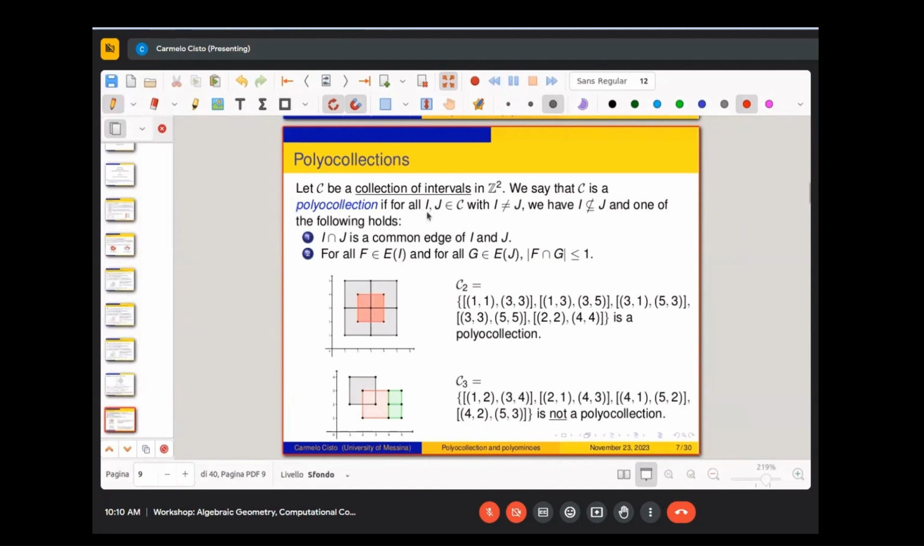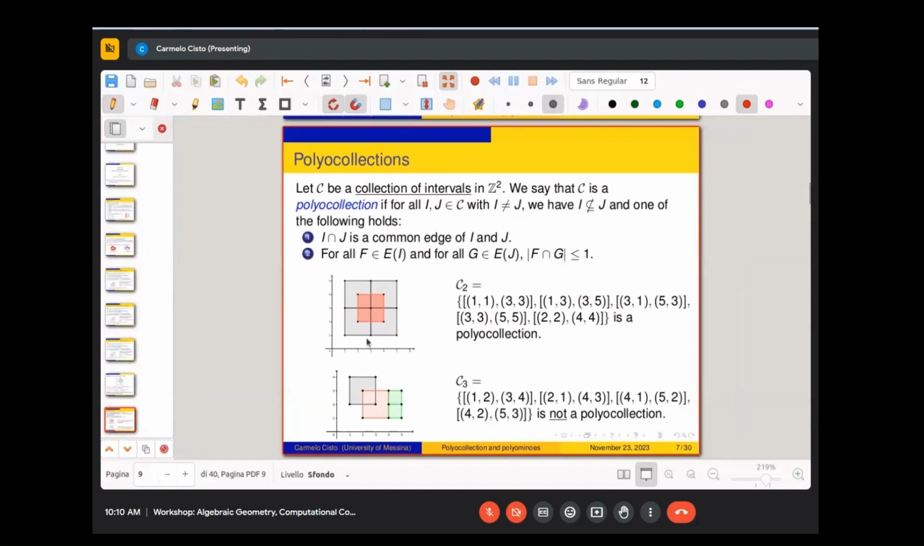For every couple of intervals belonging to the collection, if the intervals are I and J, then I is not contained in J, and vice versa. And one of the following properties holds: either the two intervals share a common edge, or, if not, the intersection between the edges of the interval I and the edges of interval J has cardinality no more than one.